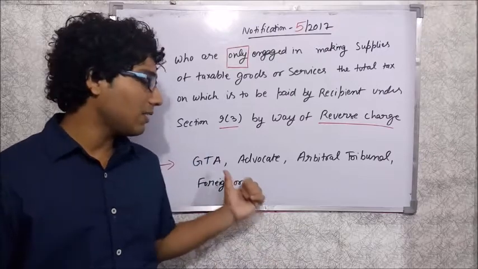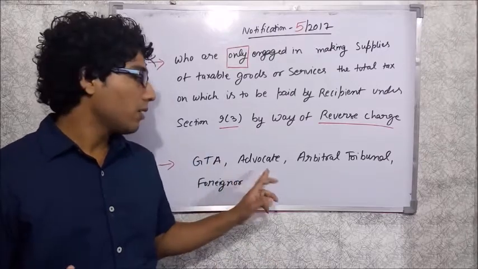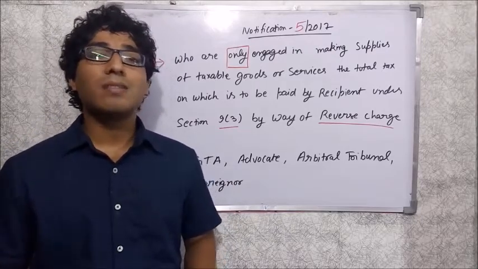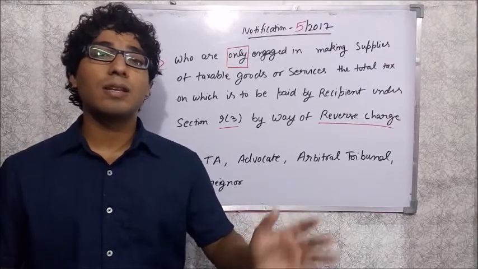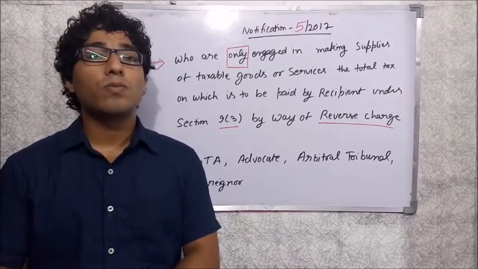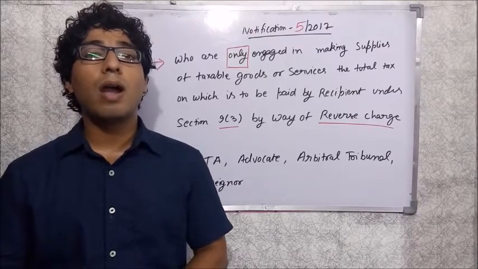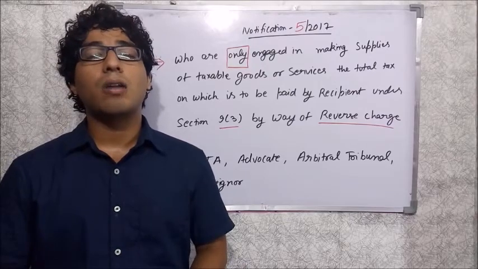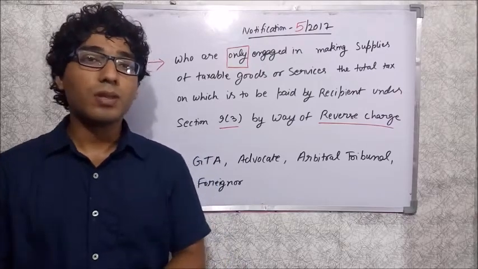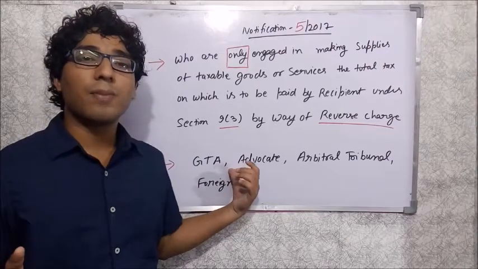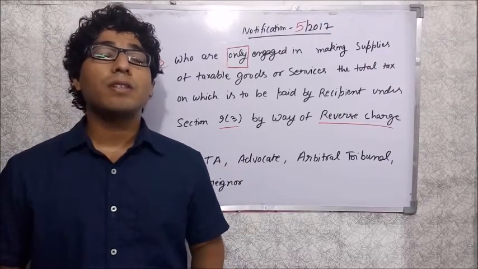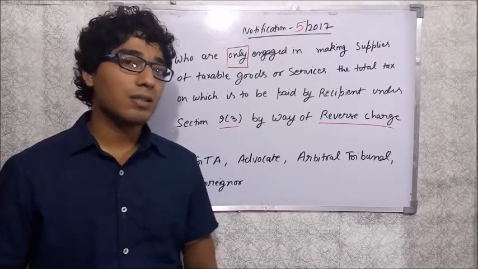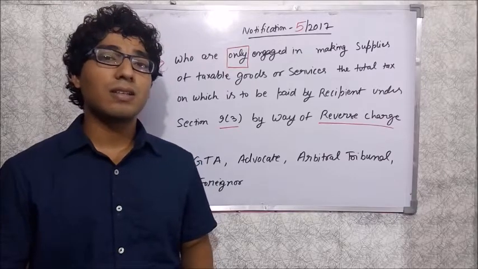An example is the GTA, goods transport agency, when it supplies the service to certain kinds of persons mentioned under the reverse charge notification, or those lists in which the reverse charge will be applicable. So you also have to check the condition before saying whether those persons are liable to take registration under GST or not. Okay, so that is an example. Goods transportation agency, if they supply only the services of GTA, then they don't need to take registration under GST, because GTA service is under reverse charge.